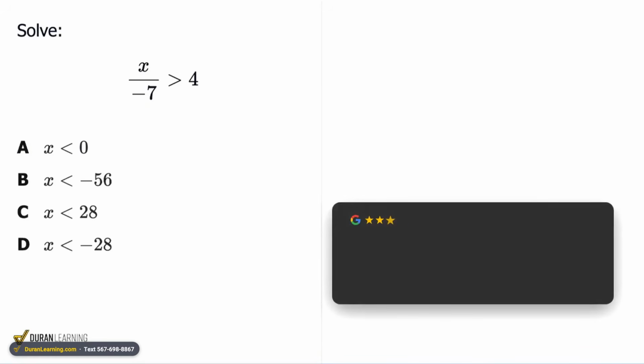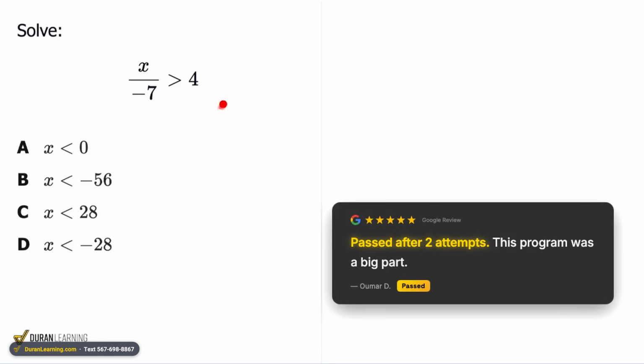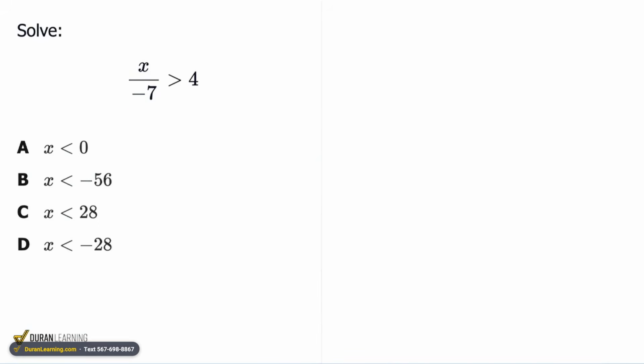Right here. So let's get to work, everybody. We have x divided by negative 7 is greater than 4. So let's get to work here because there's only one step that we have to do, but we have to be really careful. Everybody, what is it that we have to be careful of? When I solve this ultimately and I multiply both sides by negative 7, what do I have to make sure I pay attention to? Yeah, we have to make sure that we flip the sign.